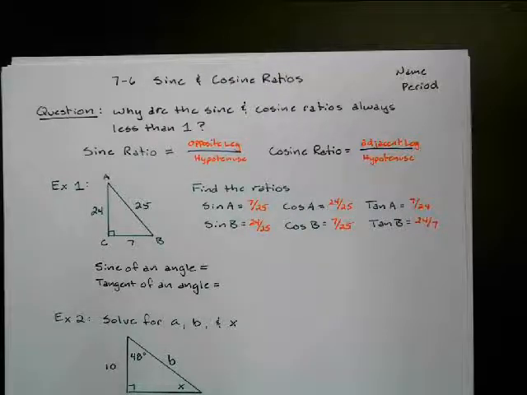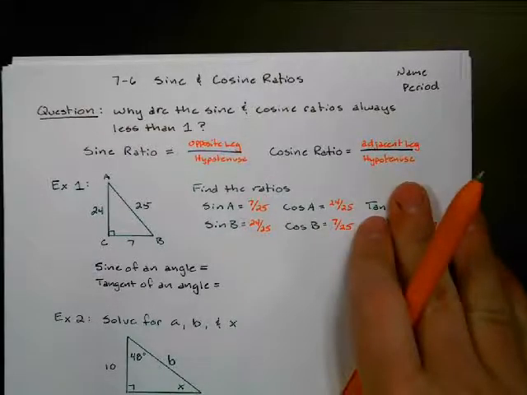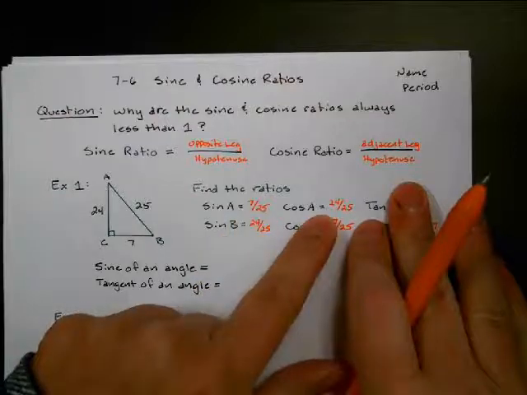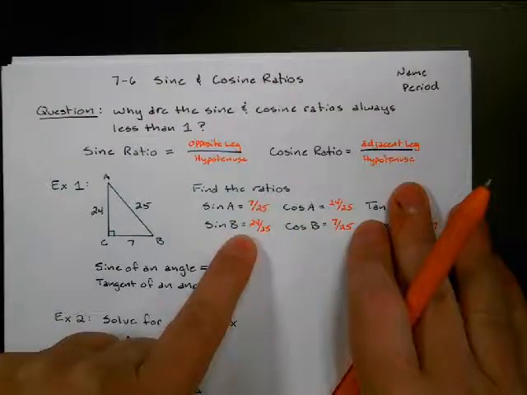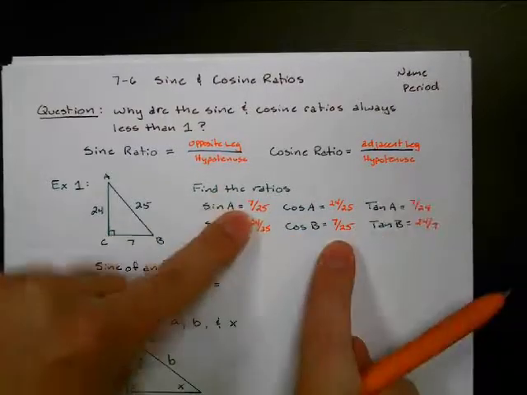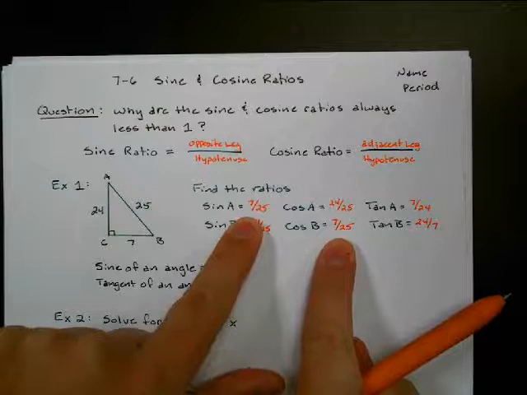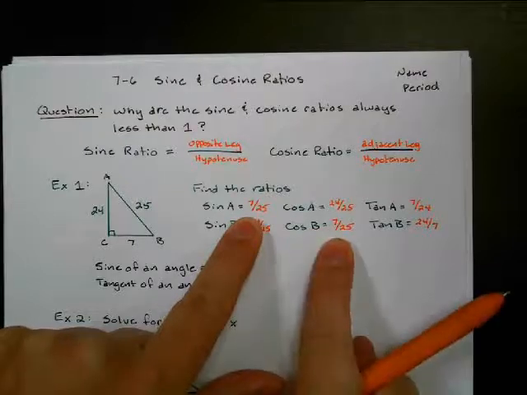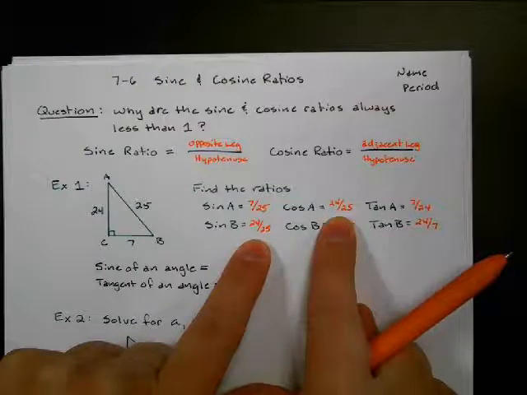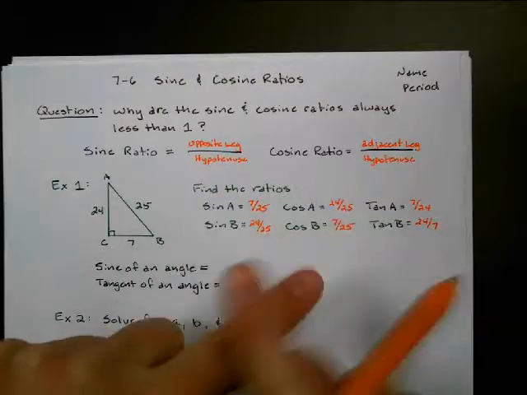All right, now look really closely at the sine and cosine ratios. The sine of A was 7 over 25. The cosine of A was 24 over 25. The sine of B was 24 over 25. The cosine of B was 7 over 25. See how these are related? The sine of A is the cosine of B. And the sine of B is the cosine of A. Because the opposite and adjacent switch.